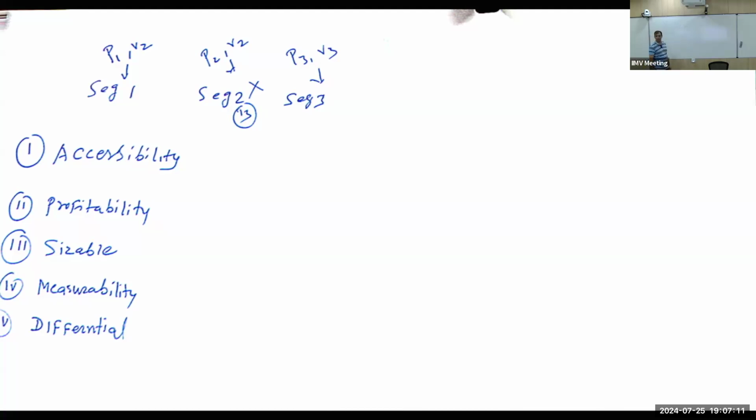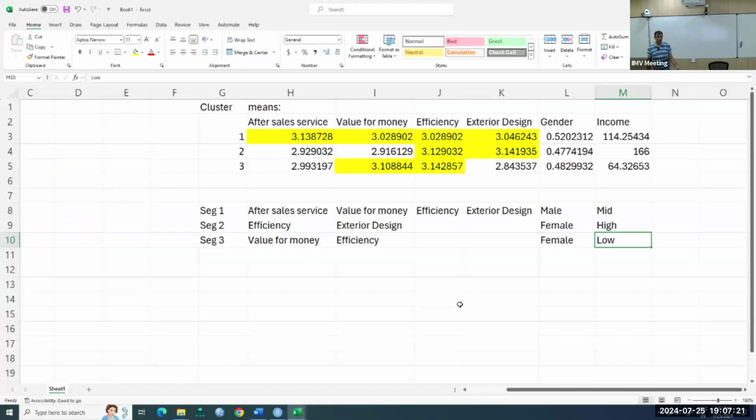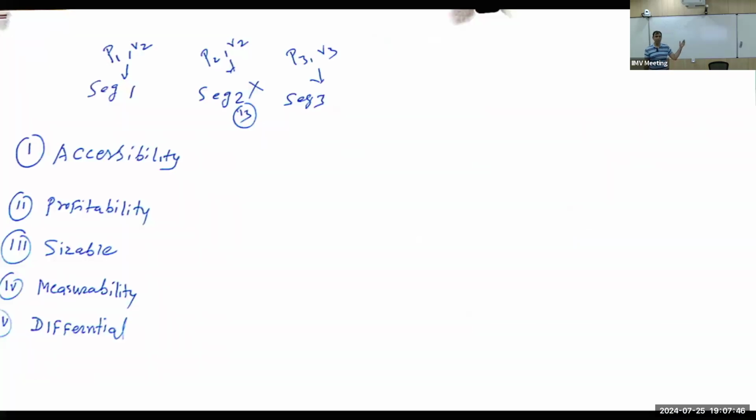Second is whether it is profitable or not. When we talk about segment 1, they are looking for everything. They are looking for after sales service, value for money, efficiency, exterior design, and they have mid income. So when I launch the product, they value money, so we should have a low price and we have to give promotions, sales promotion or coupons or discounts. In this case, my proposition will not be profitable. So you need to check whether your option is profitable. If the answer is yes, I'll go for targeting. If the answer is no, I will not target that. You got my point or not?